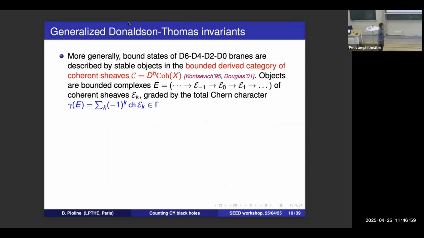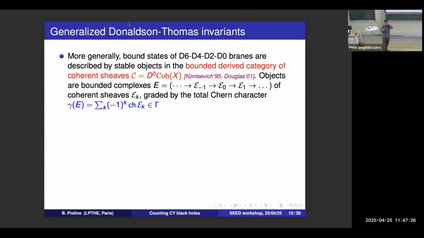Okay, so now a couple of slides about this notion of the category of sheaves and the general framework for counting those states. As I said, the objects in that category are complexes of sheaves, but they are bounded complexes. So there's a finite number of coherent sheaves with maps going from one to the next.